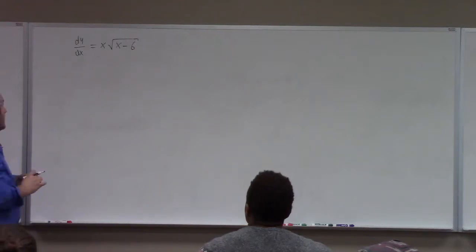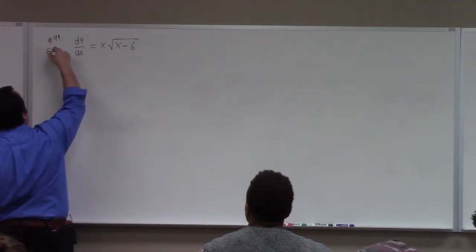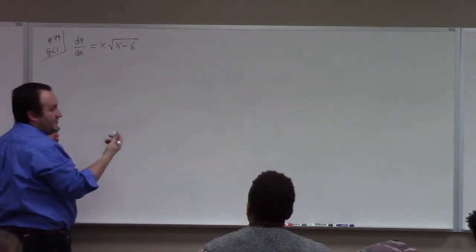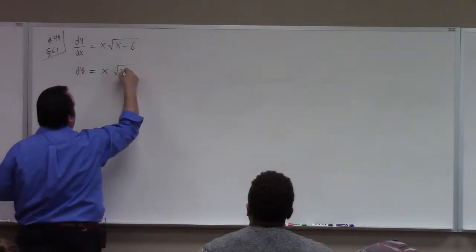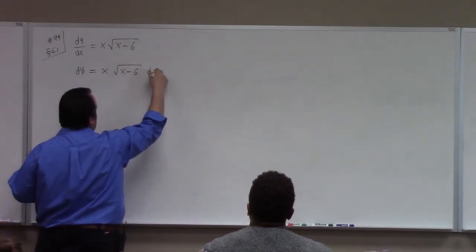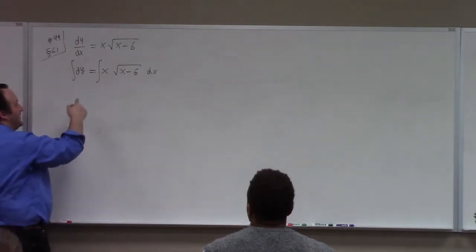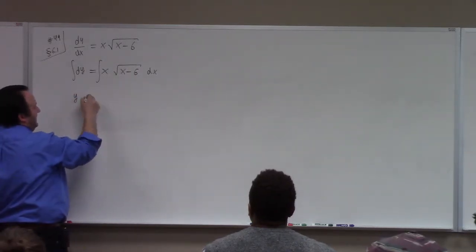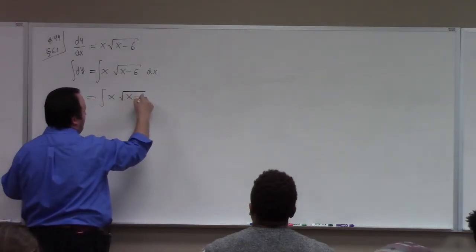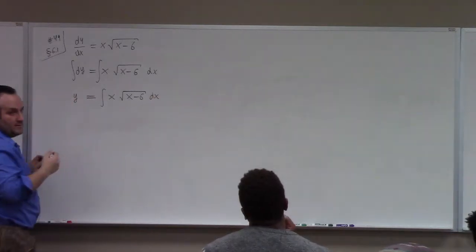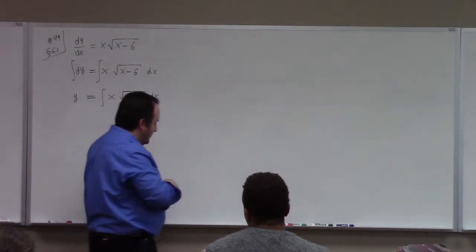So here, what I would do, what section was this again? 6.1. Okay, so I kind of like to look at this as separation of variables, though you don't have to do it this way. And so, of course, the integral over here is one I can do. And on the other hand, we have the integral of x times the square root of x minus 6 dx.